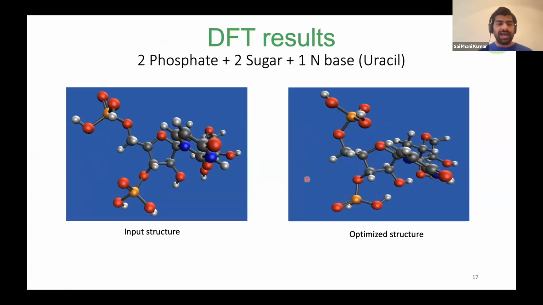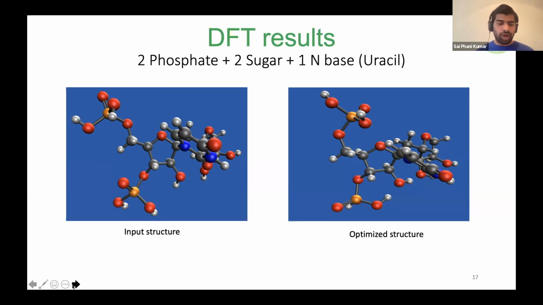Further moving ahead, we increased the number of sugar molecules: two phosphates and two sugars plus one nucleobase. As you can see, one sugar molecule has two carbon atoms attached to the two phosphate groups, and the two sugar molecules are bridged by the nucleobase, which is attached perpendicularly to the two ribose sugar molecules.